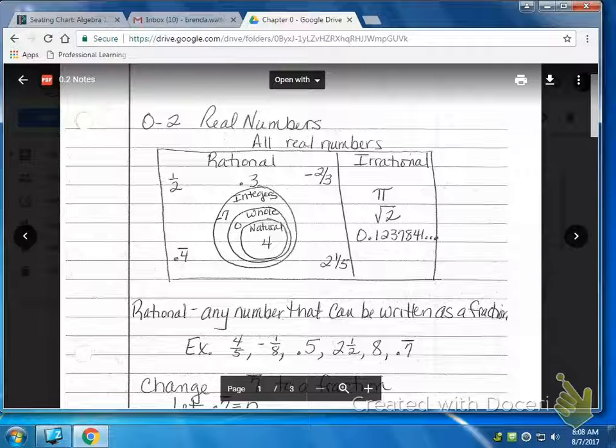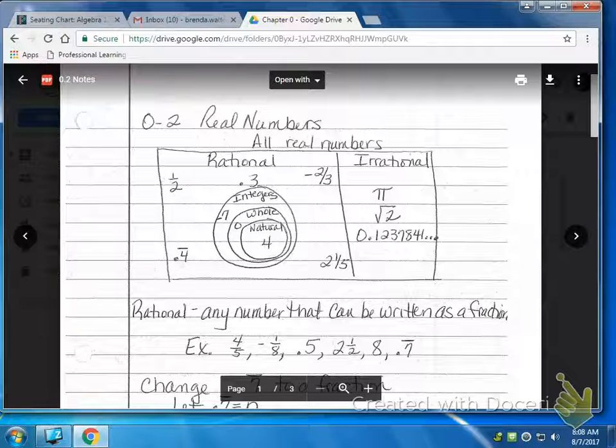This is lesson 02, real numbers. So it's the beginning of our algebra class, and it's basically prerequisite material to get us ready for Algebra 1. So we're starting off by reviewing the universal set of all real numbers.